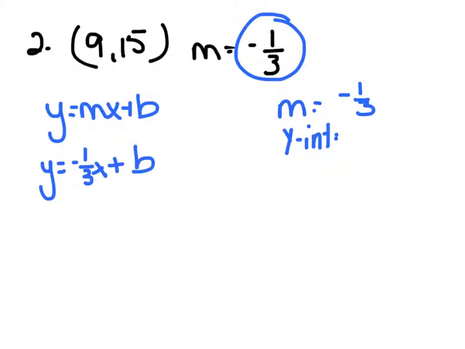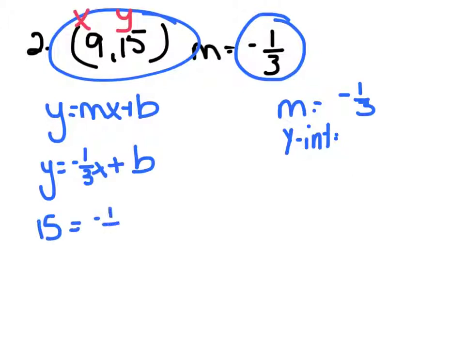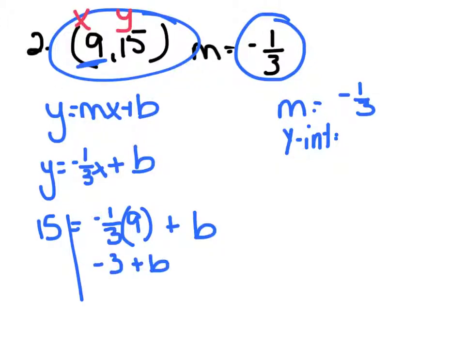Alright, so now we're given this point, and remember what we know is that this is x, and this is y. So all we're going to do is substitute in this point into our equation so that we can solve for the b. So our y is 15 is equal to negative 1/3 times, well, we're saying that x is equal to 9, plus b. We don't know what b is yet. So negative 1/3 of 9 is negative 3 plus b is equal to 15. I'm going to add 3 on both sides, and we'll have 18 is equal to b, so positive 18.